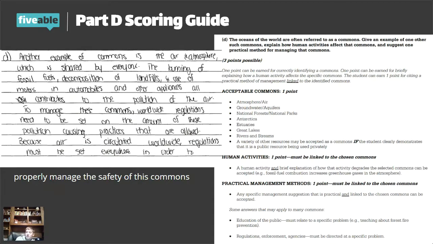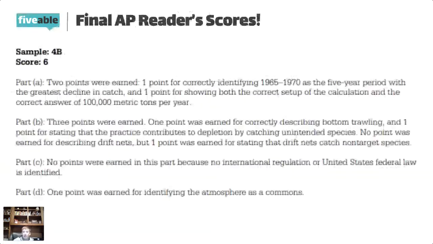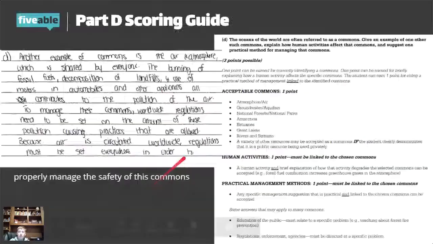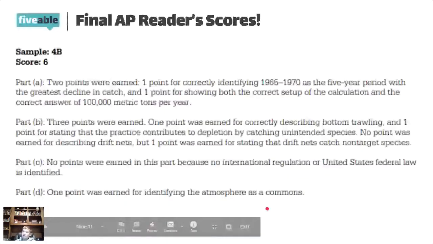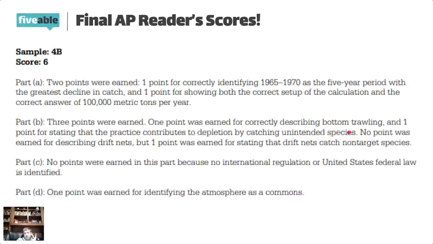Now, on the next slide, I have what the AP readers say that they actually scored this student on. Woo! We scored them the same, 6 points. A few of you got confused with identifying if pollution could count or not to get them that point for the human activities. But for the most part, we got the score right. So it says they got a point for the setup and they got a point for the calculation. For Part A, boom, we said that. On Part B, they said that we described bottom trawling and the practice that contributes. We said that.